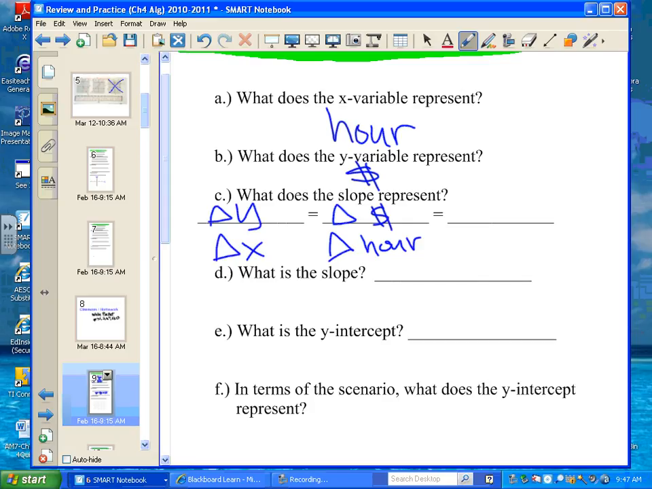How about, here's a hint, a number over a number, but you need to have the words by it. Jackie? Good. Negative $1 over 4 hours. So just make sure you have the negative in front. Make sure you have the dollar symbol. Okay?